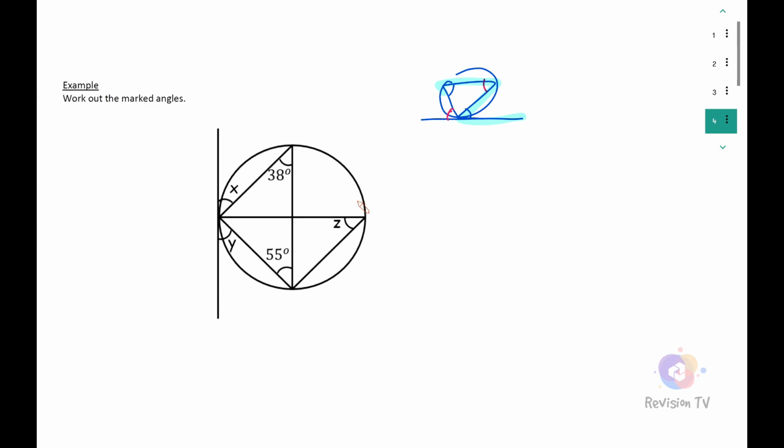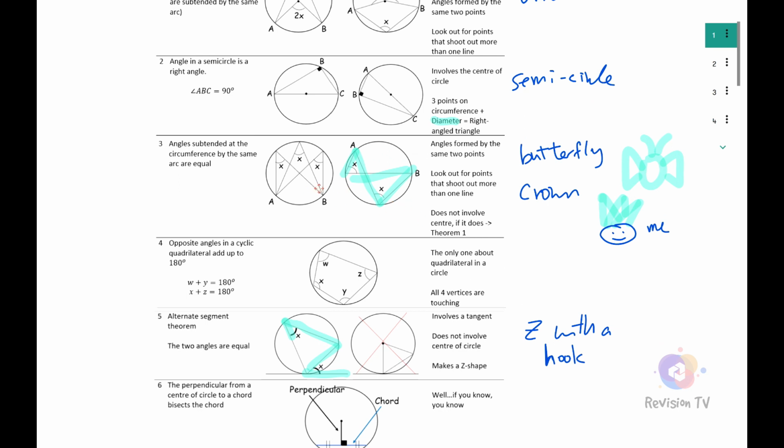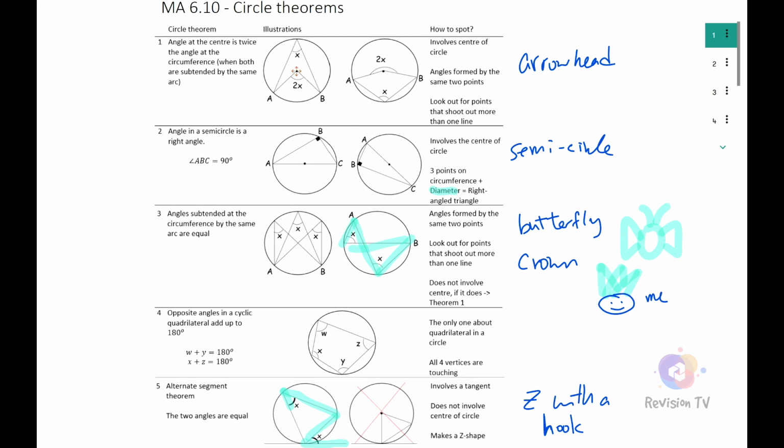We see there are some points that have more than one line shooting out of them. For example, you can see this point shooting 3 lines like a firework: 1, 2, 3. This point is shooting 2 lines, 1, 2. This point is shooting 1, 2, 3 again. So you should be mindful about points shooting multiple lines, because for a point showing multiple lines, there's one circle theorem that involves that, which is the butterfly, or sorry, the crown. Not this one because there's no center.